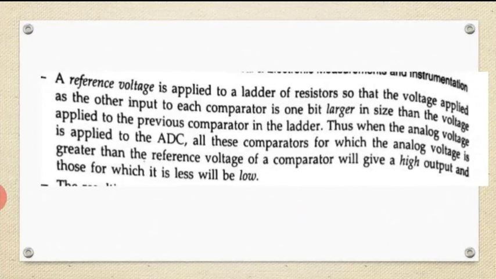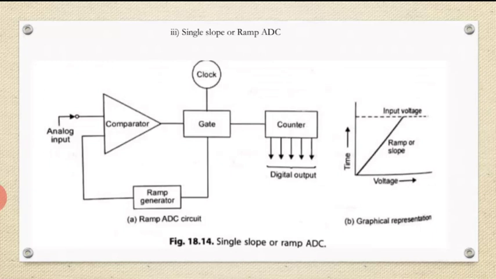So the comparators for which the analog voltage is greater than the reference voltage will give a high output, and the remaining will give a low voltage. High means 1 and low means 0. Hence finally it will be encoded.